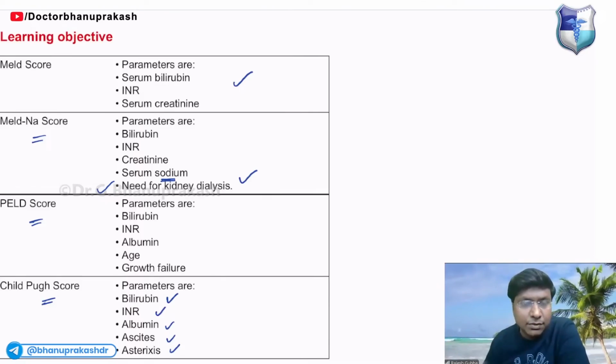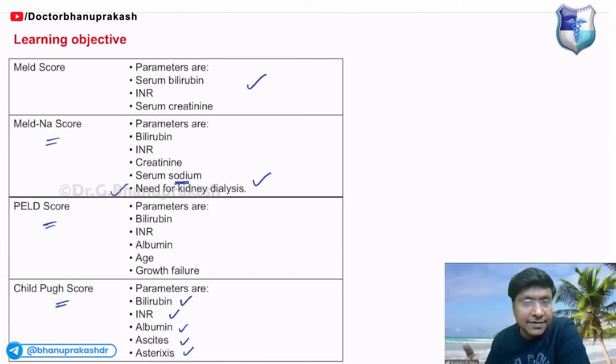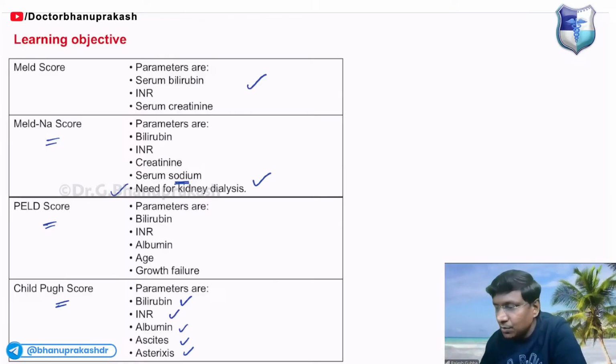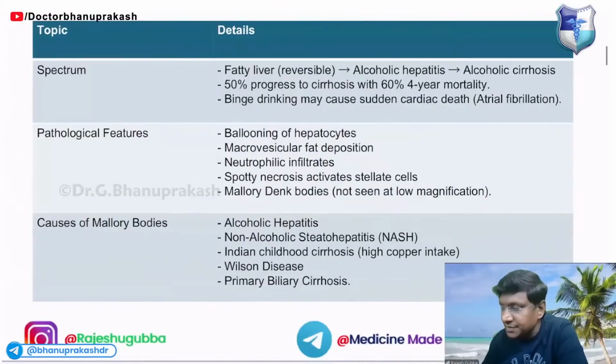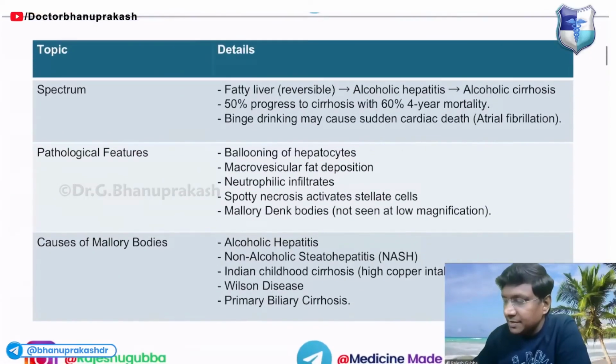I'm telling you, without revising this table, don't go to the exam at all. This is one of the very, very important stock questions. Either they will ask you the MELD score or the Child-Pugh score and what the parameters are. Now, the first important topic I'll do as a quick revision is alcoholic hepatitis.